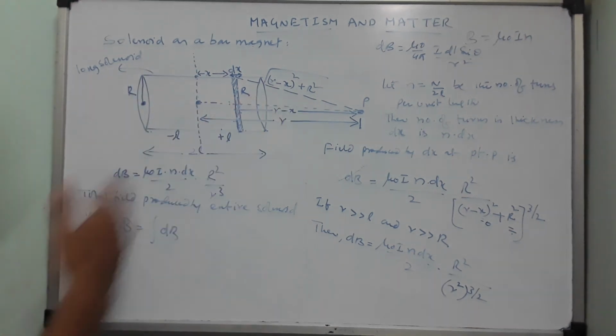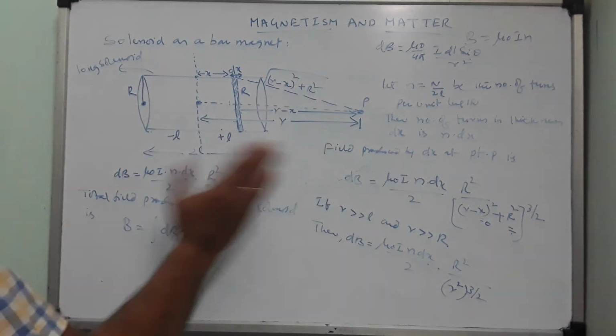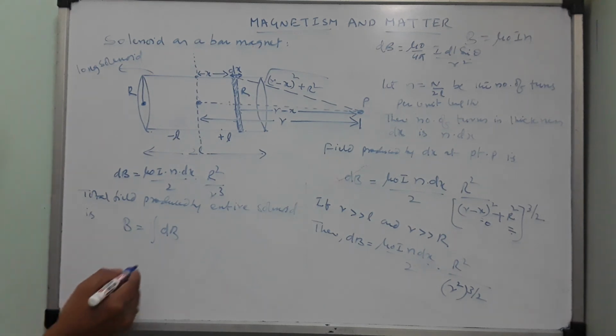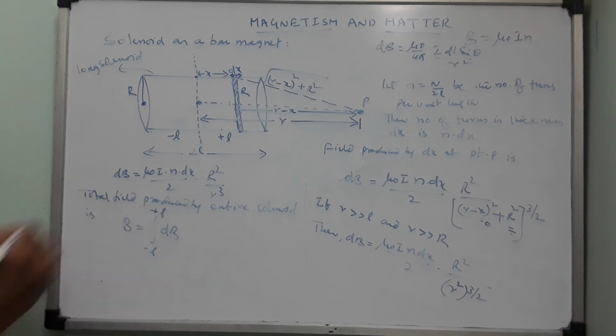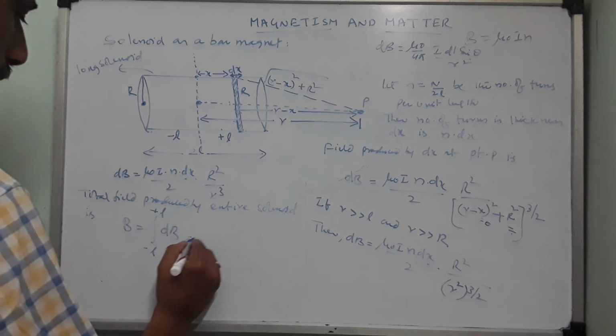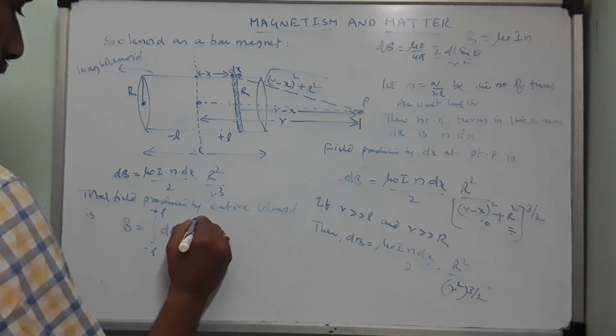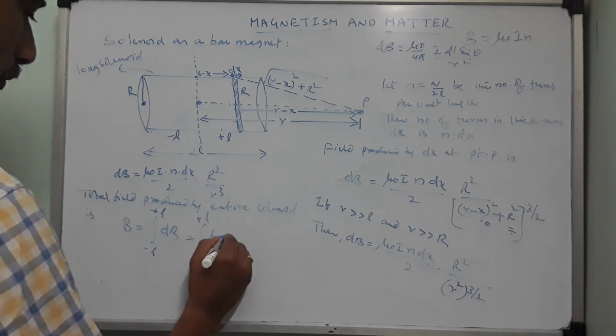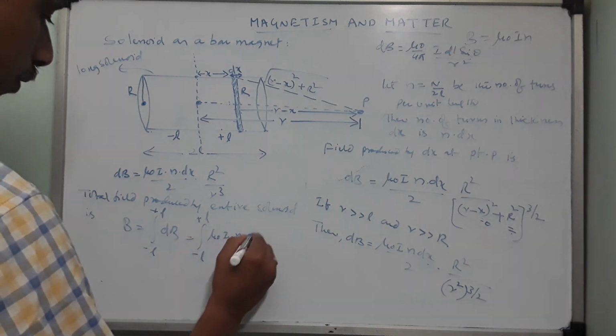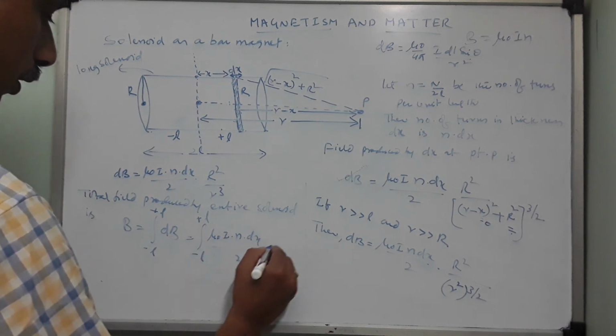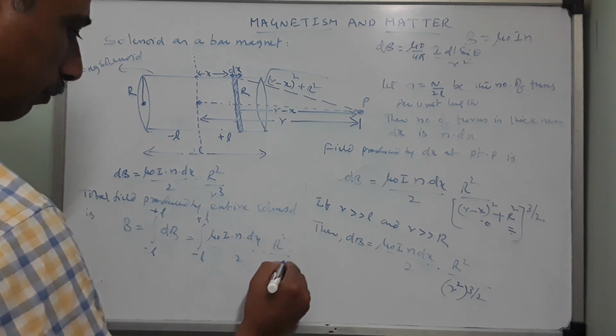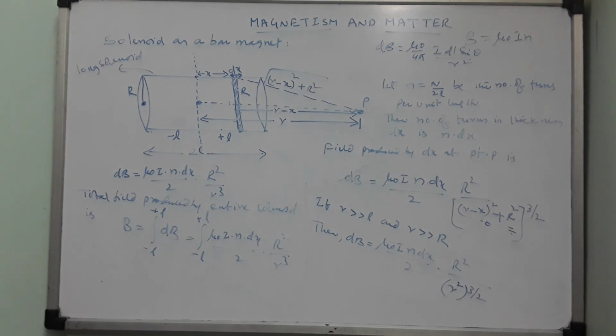So we have divided this into two parts. One is plus L, the other is minus L. Therefore, from minus L to plus L, definite integral. So substitute the value. The integral from minus L to plus L of mu naught into I into n into dx divided by 2 into R square by r cube. Seems to be a very big integration, children, but nothing is integrable.